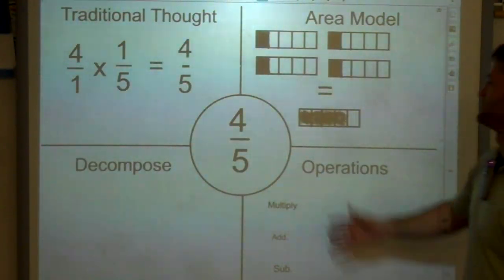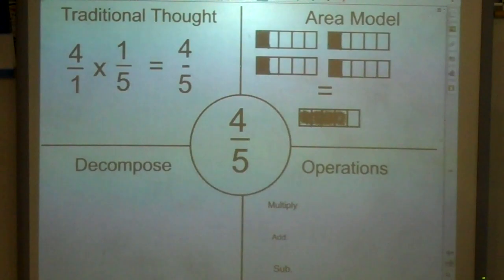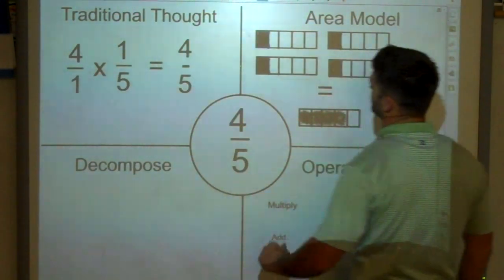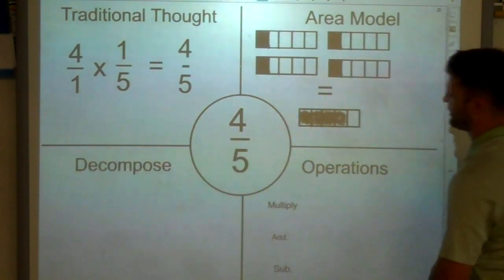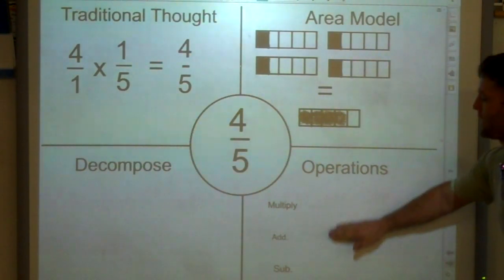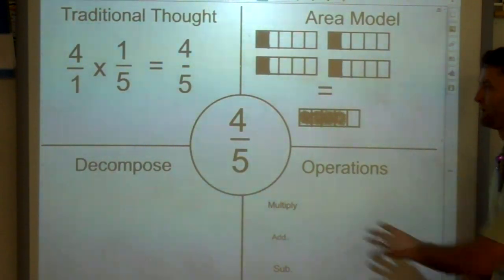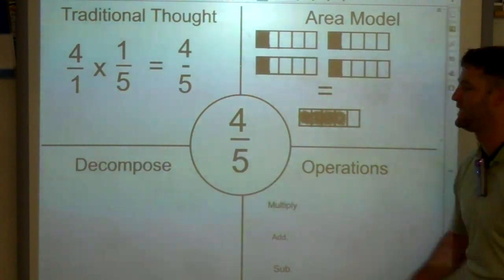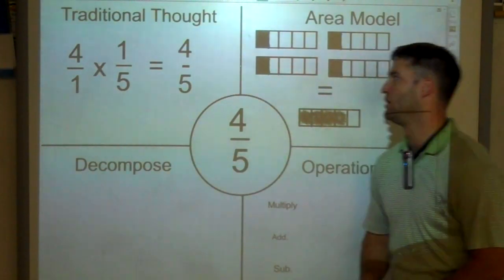So the next thing we go to is this nifty chart that we've used throughout the lessons. In the top left, we learned that as a traditional thought. We have our area model. We're adding operations, the different operations that we can use with the fraction 4/5. And we have decompose.